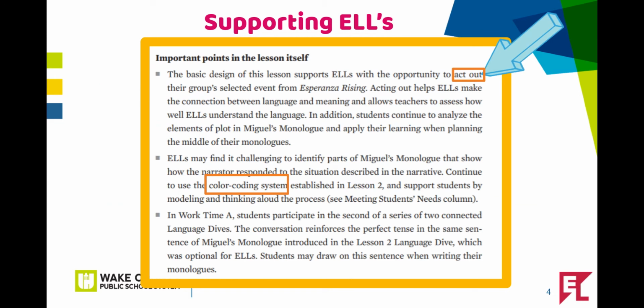Each lesson provides a section of supports for English language learners, but these strategies may be helpful to all students regardless of language proficiency. Students are given the opportunity to act out their group's selected event from Esperanza Rising, which helps ELLs make the connection between language and meaning, and allows teachers to assess how well ELLs understand the language. Continue to use the color coding system established in Lesson 2.